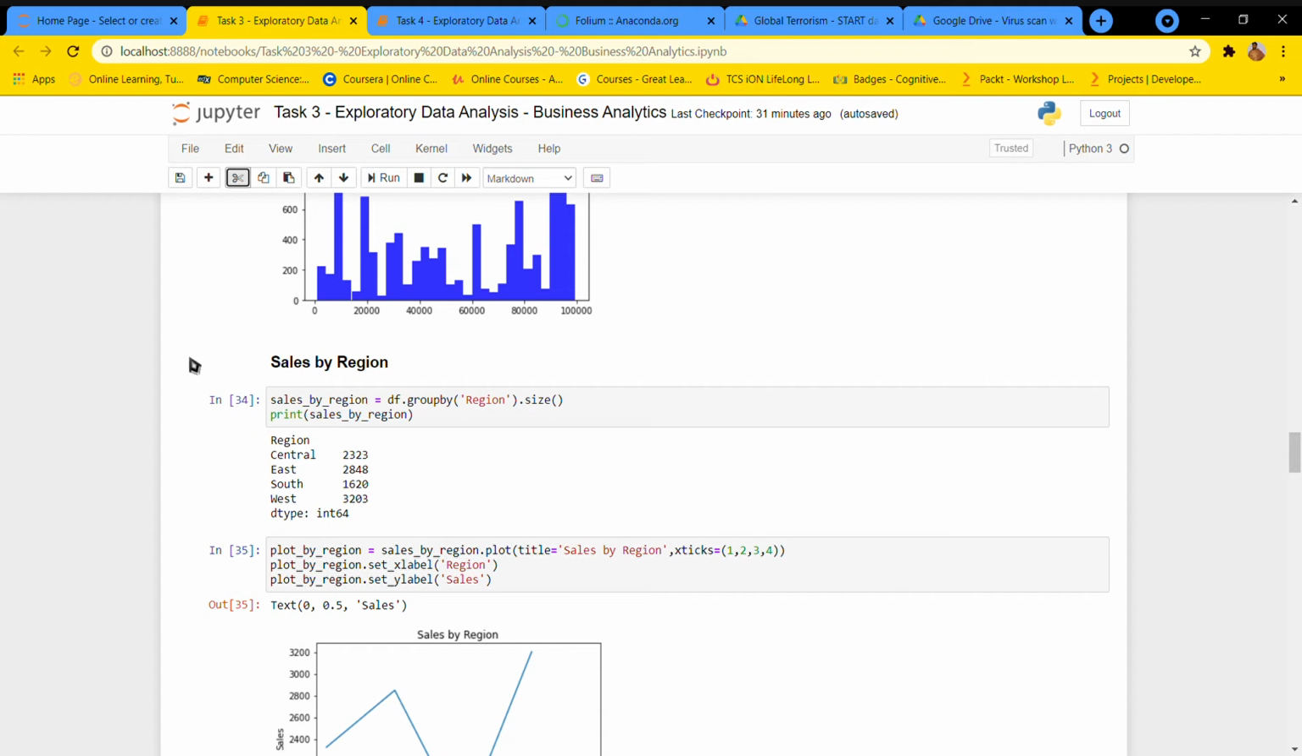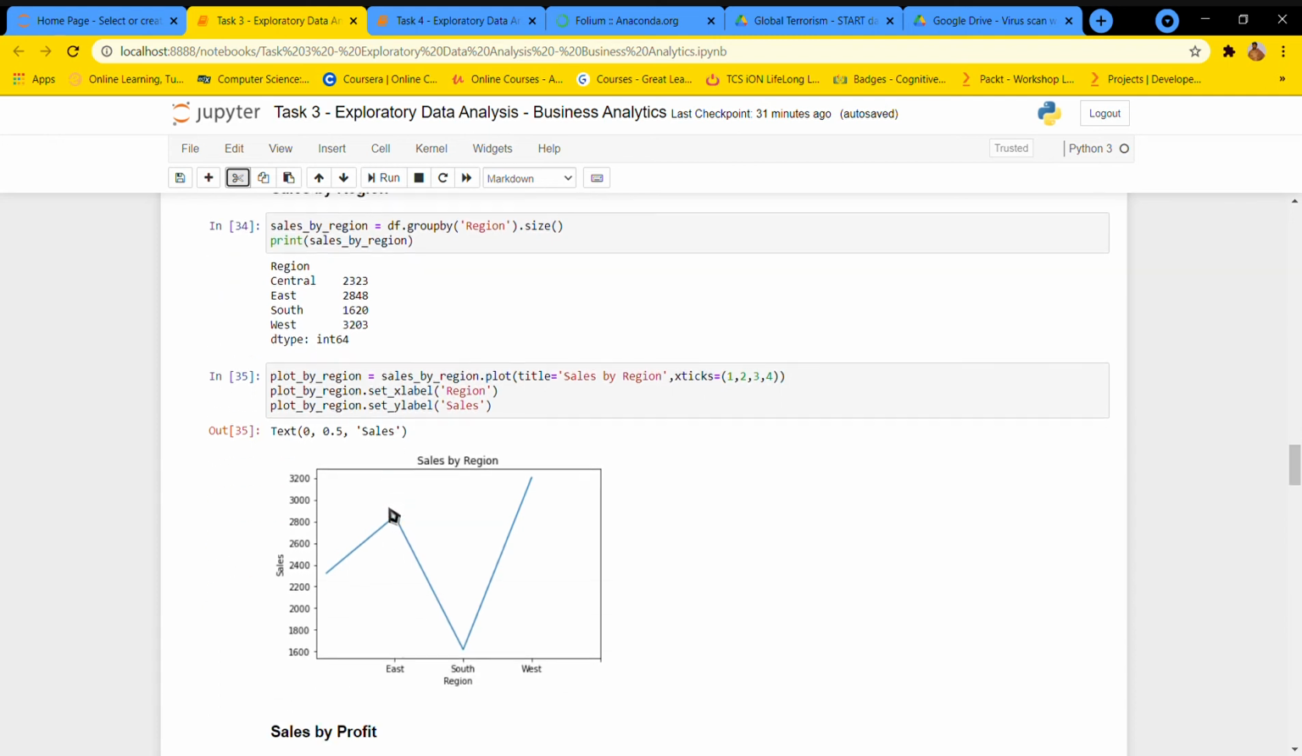related to sales. Meaning I plotted a graph between sales by region. I first calculated the region. I got all the regions over here. Then I got the particular sales for the particular region, just like Central has 2323 and so on. Then I plotted a graph between them.